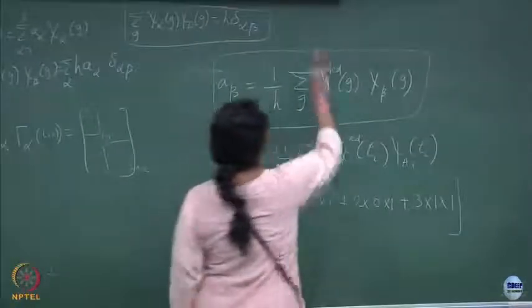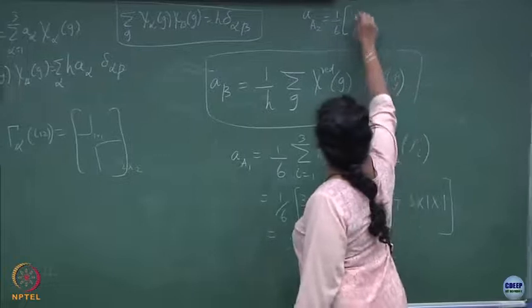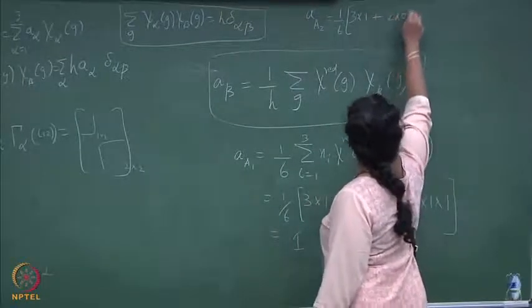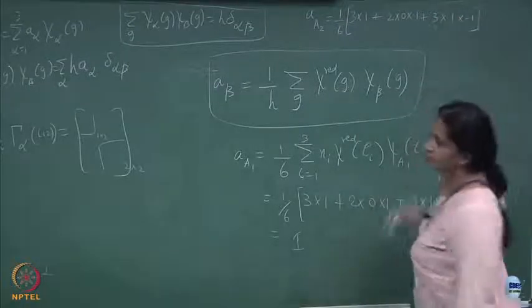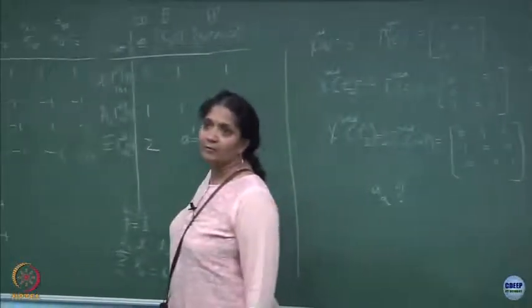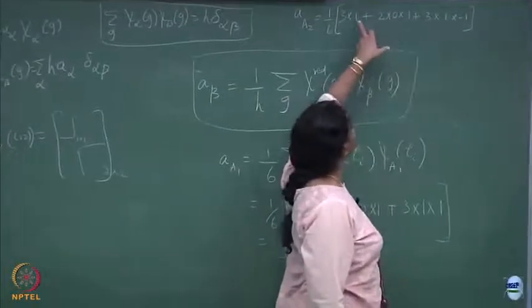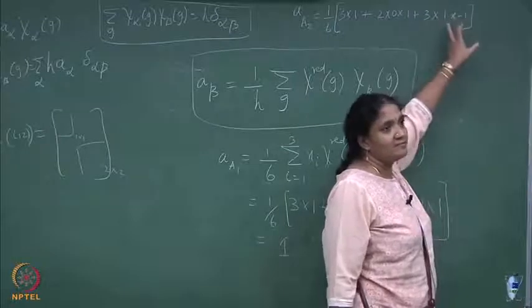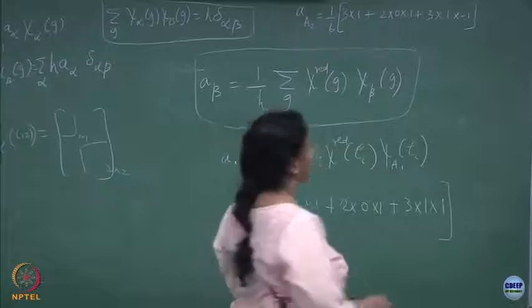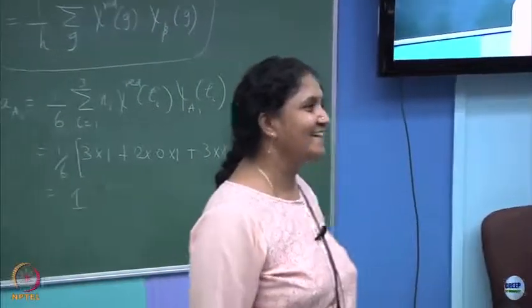What about A2? A2 will be 1 over 6, 3 into 1, identity element has no change, 2 into 0 into again a 1 plus 3 into 1 into minus 1, because minus 1 is the character for the A2 representation. Are you all with me? Instead of A1 I am going to do the same thing for A2. A2 character is 1 for the second conjugacy class, and then the third conjugacy class has -1, which has 3 elements. So, what is this answer? 0. If dimensions are matching, you should get E to be 1, AE to be 1. Can you check? Any problem?